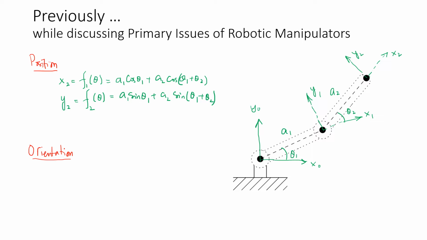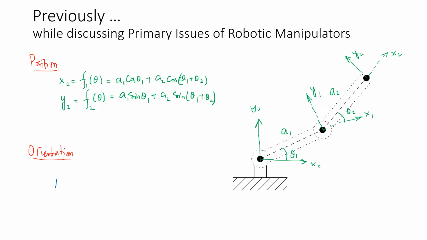Now this was fine, corresponding to finding out the position of this point with respect to the non-moving frame, which is called frame 0 in this case. Now we were also interested in finding out how this frame is oriented, how this end effector is oriented corresponding to this non-moving frame. And for that reason, we identified another matrix, and let me use a different color for that.